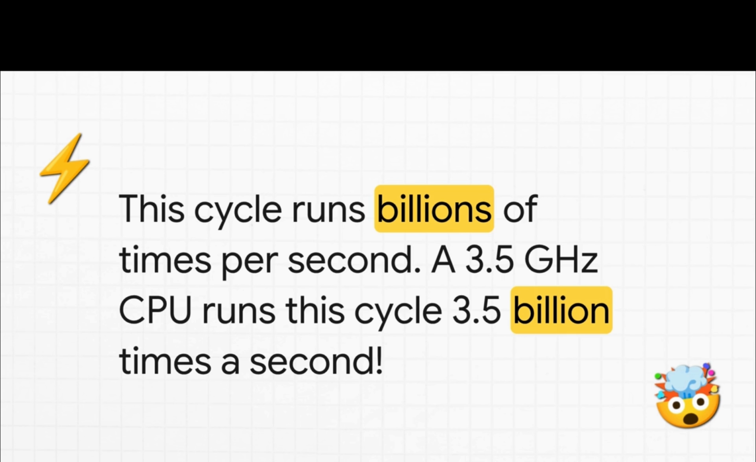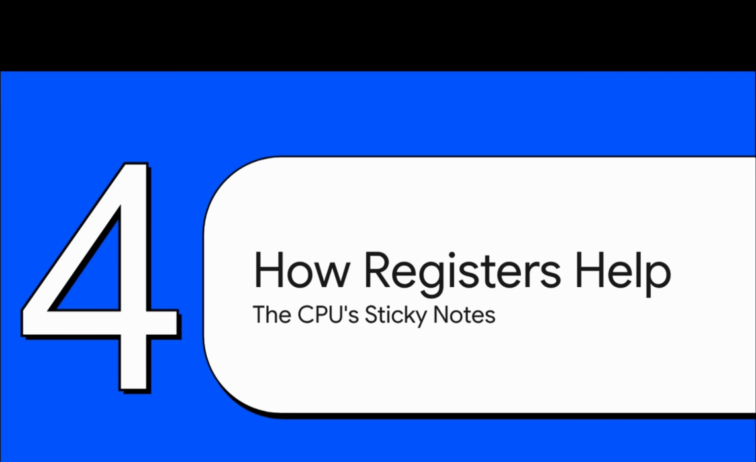That incredible speed is what makes everything we do on our computers even possible. So to work that fast, billions of times a second, the CPU just can't afford to wait for data to travel all the way from the main memory and back again for every little thing. It's too slow. So it needs its own tiny, ultra-fast memory right there on the chip, and these are called registers. The best analogy, just think of them as the CPU's personal sticky notes for jotting things down really quick.